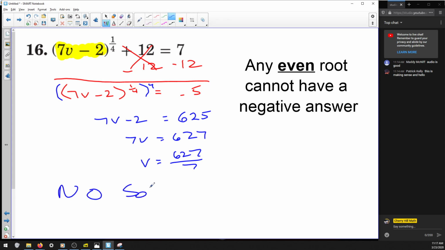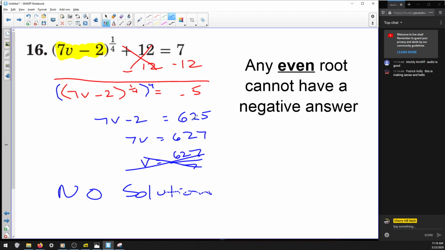Whatever it was going to be isn't going to give me a negative anything back when I plug it in, so it's definitely not a correct answer. Are there any questions about number 16? Because I think this one is a really good example of having to get the radical alone. It's not a square root, so we actually had to raise to the 4th power, and the answer happens to be extraneous. So this is a really good example of a lot of the weird things that might happen for these problems.